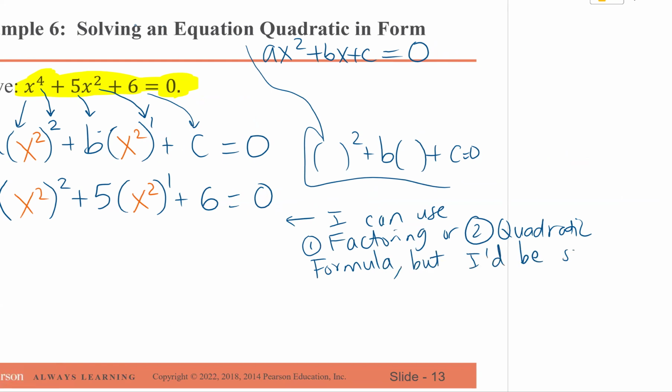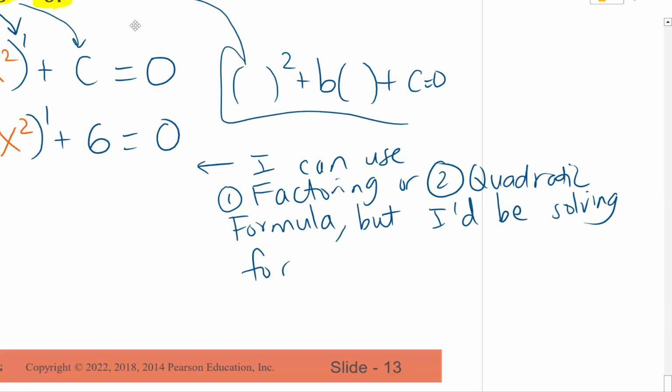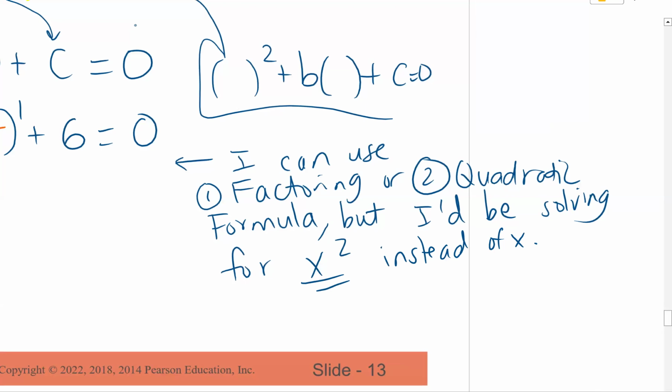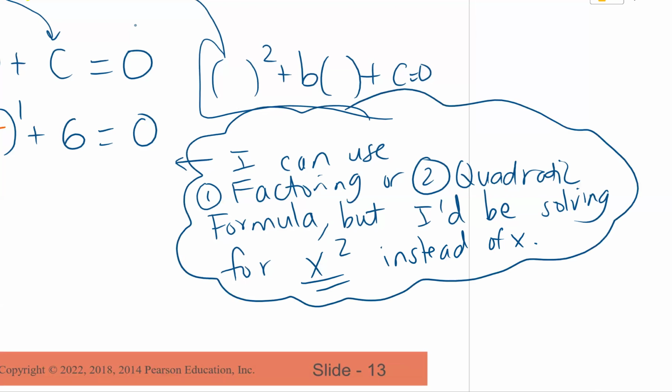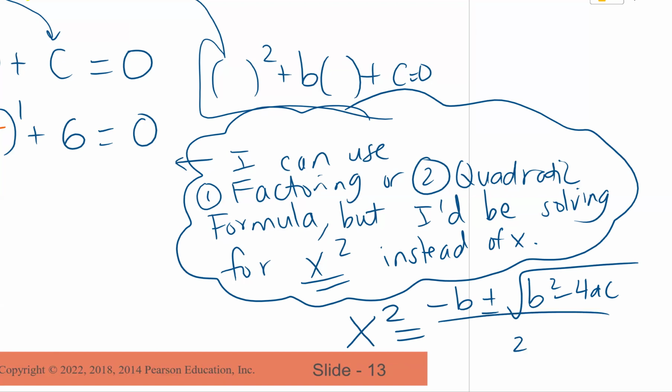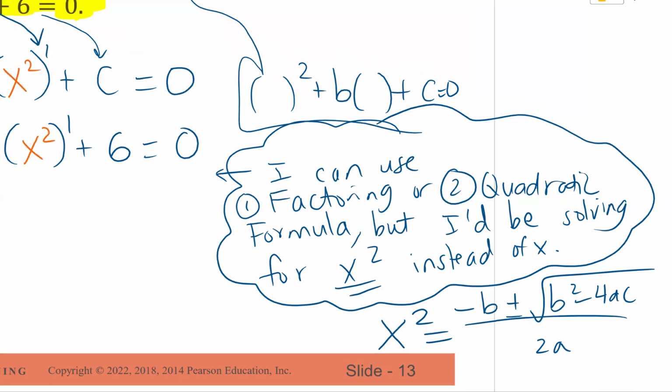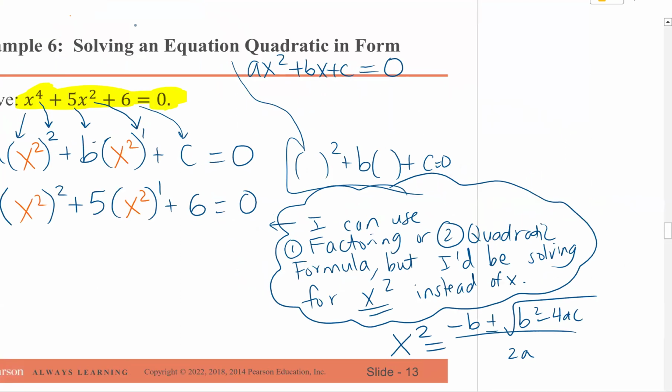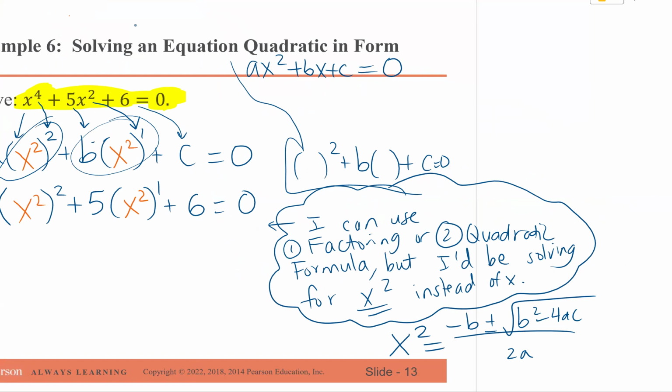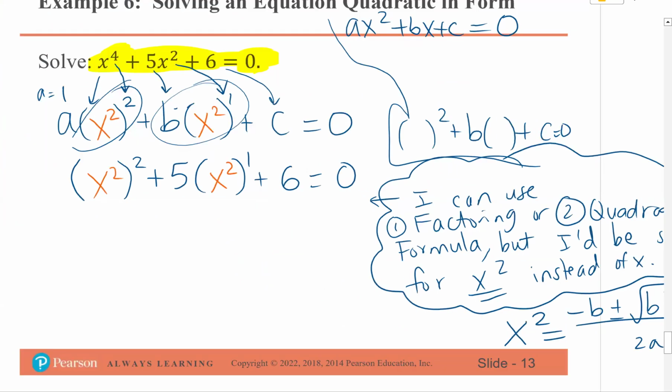I'd be solving for x squared instead of x. That sounds crazy, but it means, for example, if you were using the quadratic formula, instead of x equals blah blah blah, you're going to have x squared equals negative b plus or minus the square root of b squared minus 4ac, over 2a, because I didn't really start with x squared plus bx plus c. I started with x squared squared plus b times x squared. So really that's what we'd have to do. Or if I factored it, it would be a similar thing.